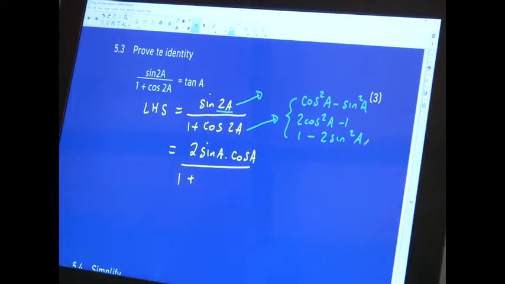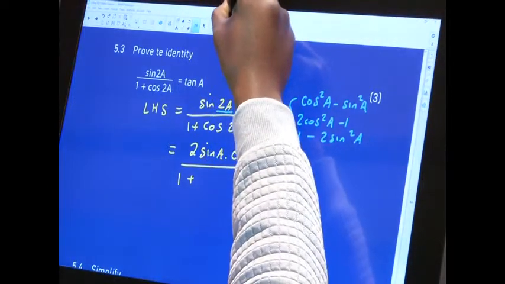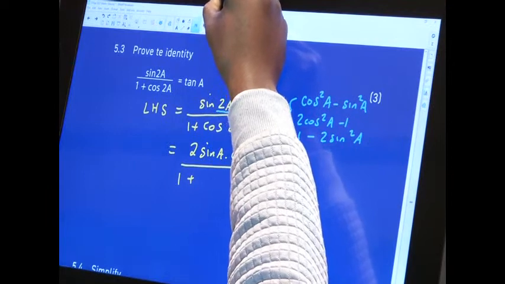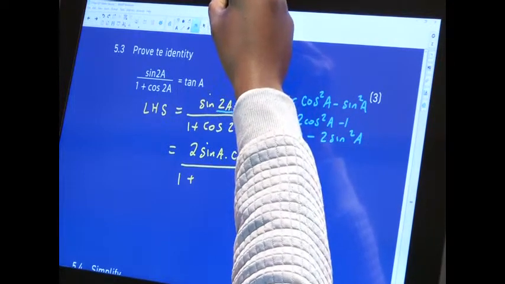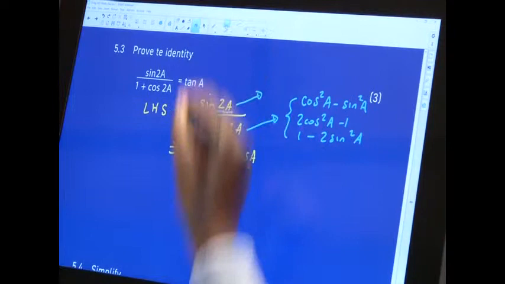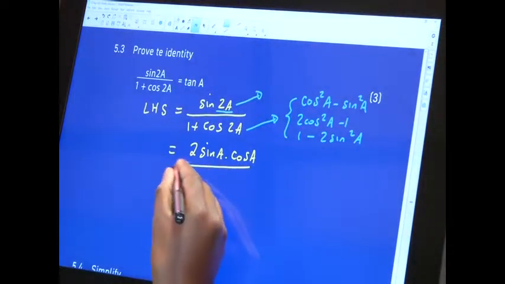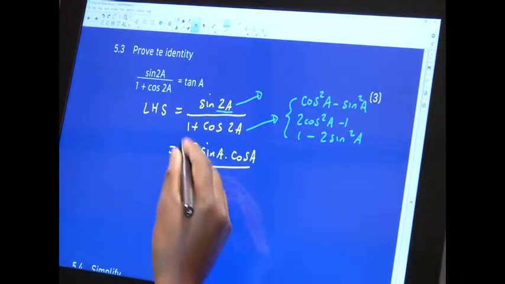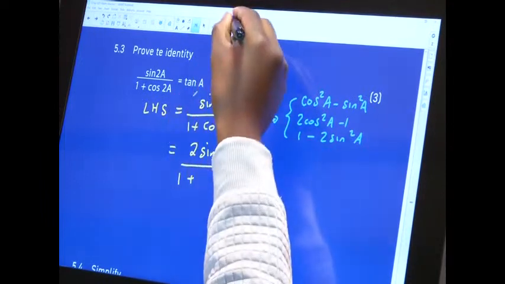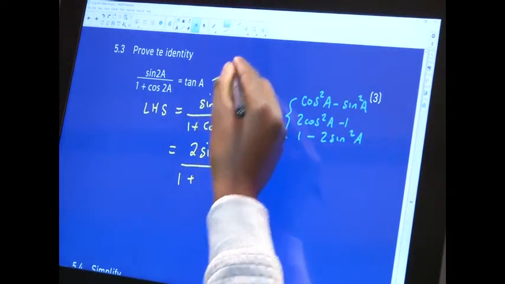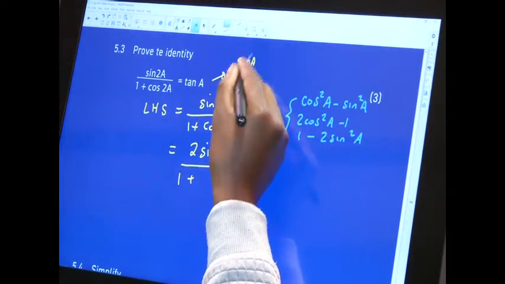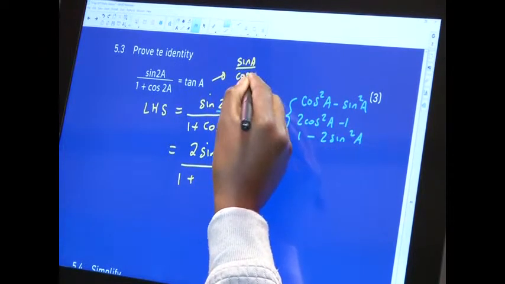Now, more often than not, learners don't know which one of the 3 to pick. Don't just pick any one. Look for the one that is going to make sense. If you look at the denominator, I'm sitting with 2 terms. One of them is a 1. So I'm going to choose the one that is going to delete this positive 1 because I'm trying to get to a tan. Remember, grade 12's tan is sine of A divided by cosine of A.